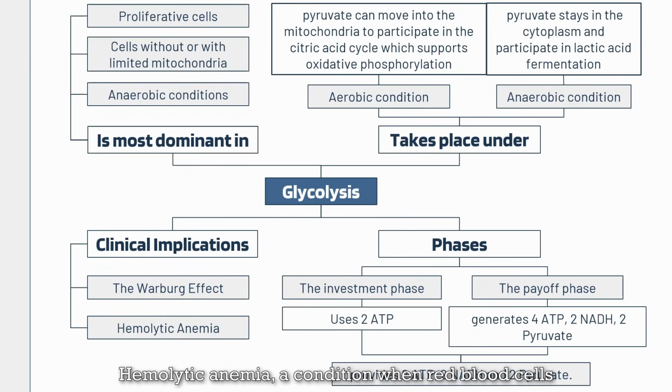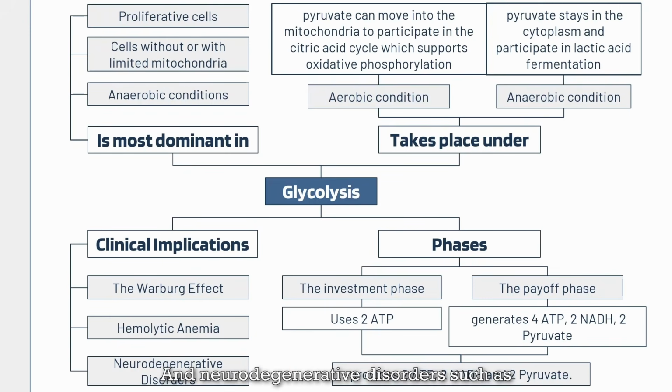Hemolytic anemia, a condition when red blood cells break down more quickly than bone marrow can produce them due to deficiency in pyruvate kinase, a glycolytic enzyme. And neurodegenerative disorders such as Alzheimer's disease, Parkinson's disease, and amyotrophic lateral sclerosis, in which glycolysis disruption occurs. So that's it for today.